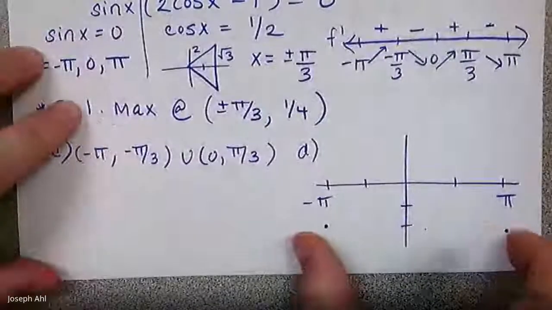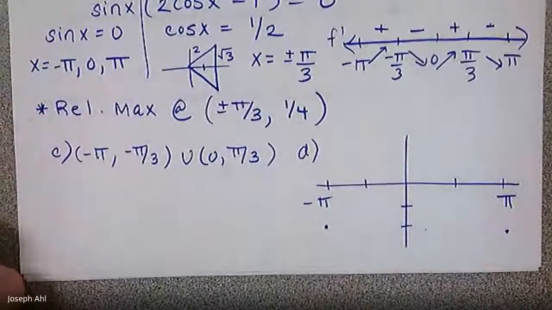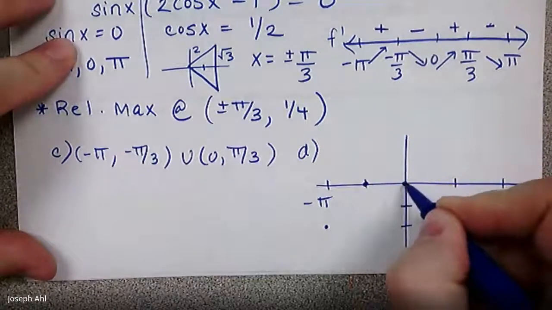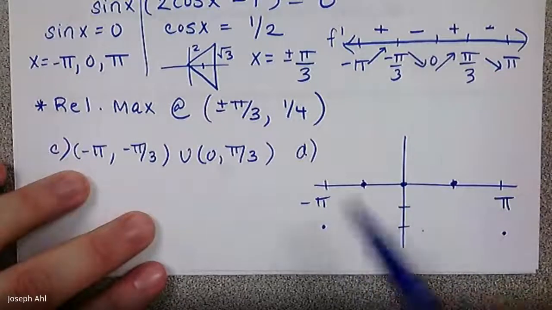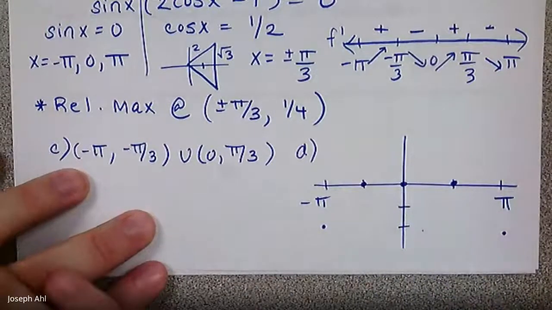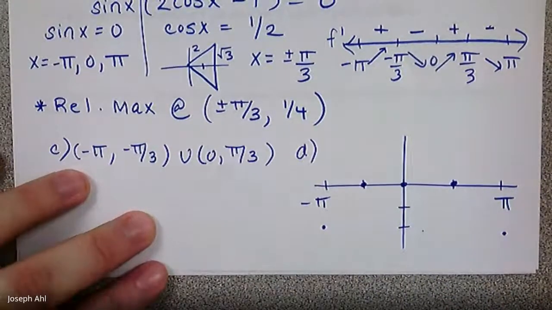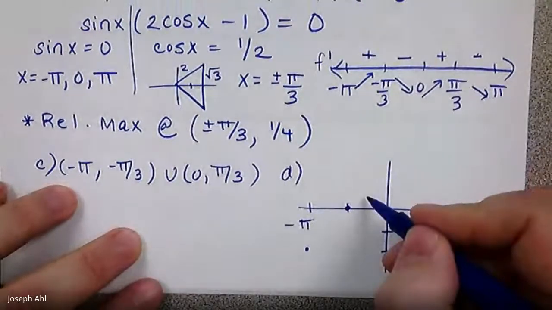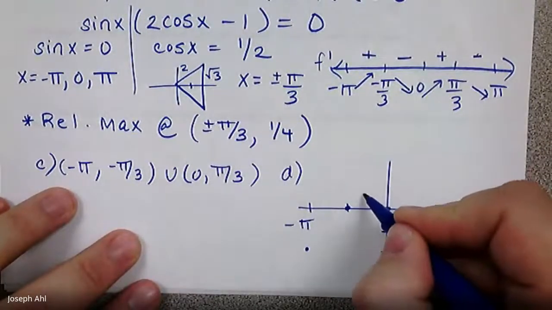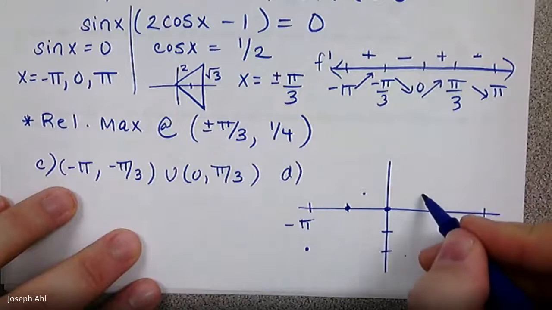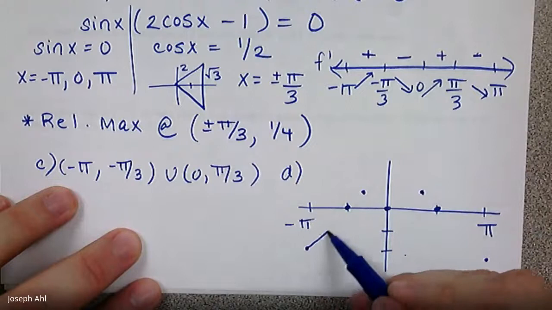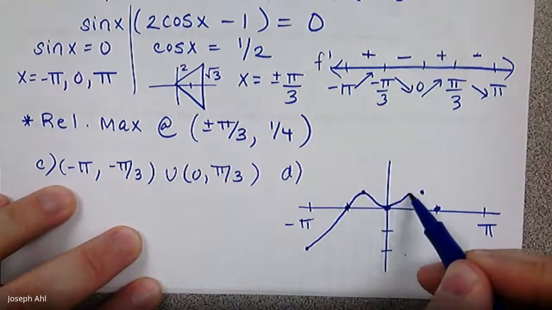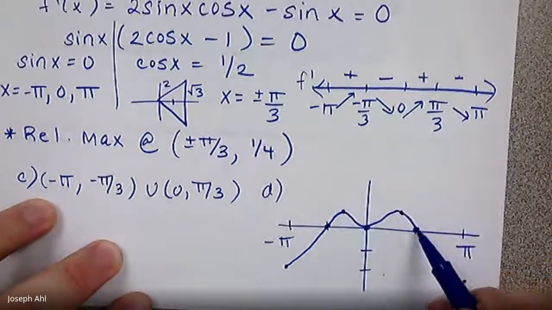So here are 2 points that we definitely know are on the curve. We have some relative max values. Oh, by the way, we also have some x-intercepts. So we can put those 3 x-intercepts here. And what you'll find when all is said and done is that this does have some really nice y-axis symmetry. So negative pi over 3, comma 1/4, and then positive pi over 3, comma 1/4. So something like that. So we're going to get a graph that looks like this.